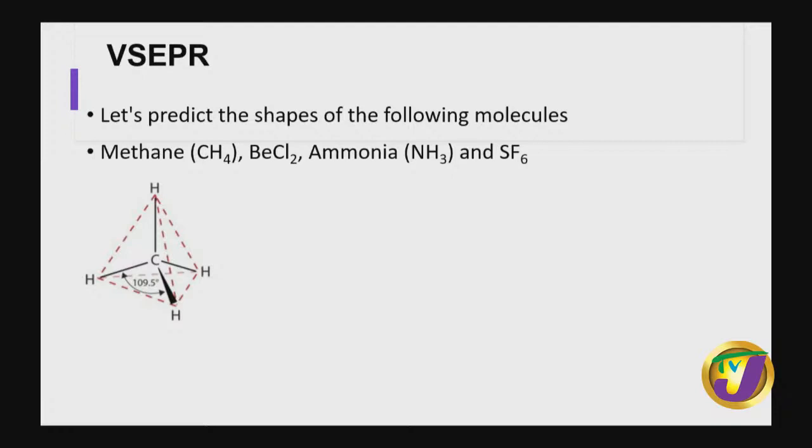Now let's look at BeCl2. BeCl2 has what we call a linear geometry. And you can see that it's linear, it maps out a line, right? And the bond angle here is 180 degrees, right? Now, I'll do ammonia and SF6 for you guys.